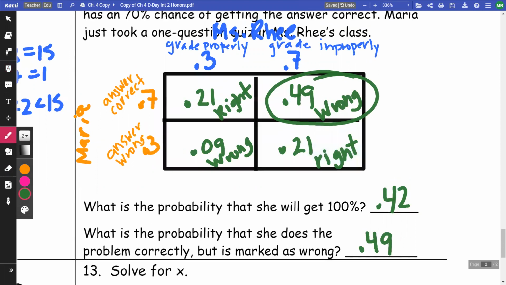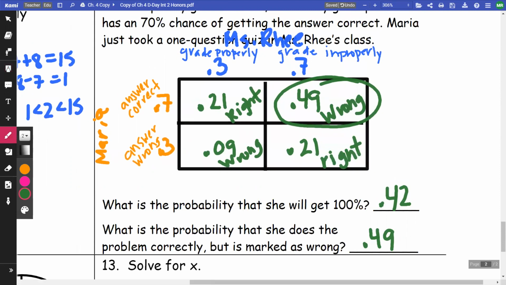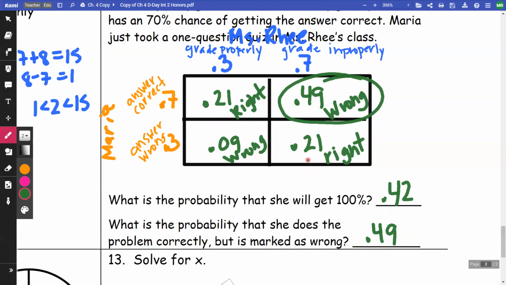So you got to be careful with the wording and understand that if Ms. Rhea is grading it properly, then anything that Maria did correct was marked correct, and anything that she did wrong was marked wrong. But if she's not grading it properly, then what's going to happen is anything that Maria did correct, she's going to mark wrong. And anything that Maria did wrong, she's going to mark correct. So you just got to really think about it when you answer that question.